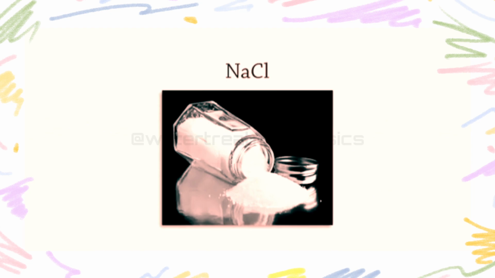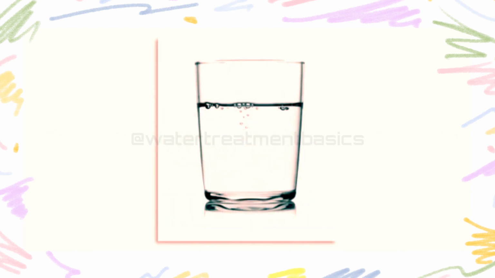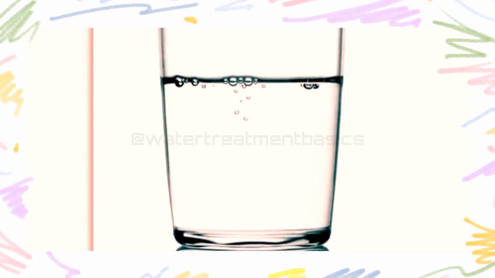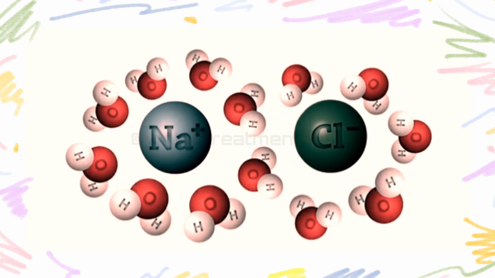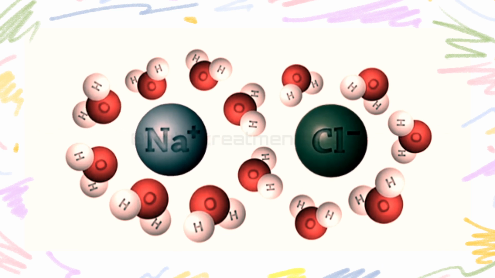Ionic bonds, like those in NaCl, are often easily disrupted in water. The ions separate and are surrounded by water molecules. We call this a solvation shell, or hydration shell.